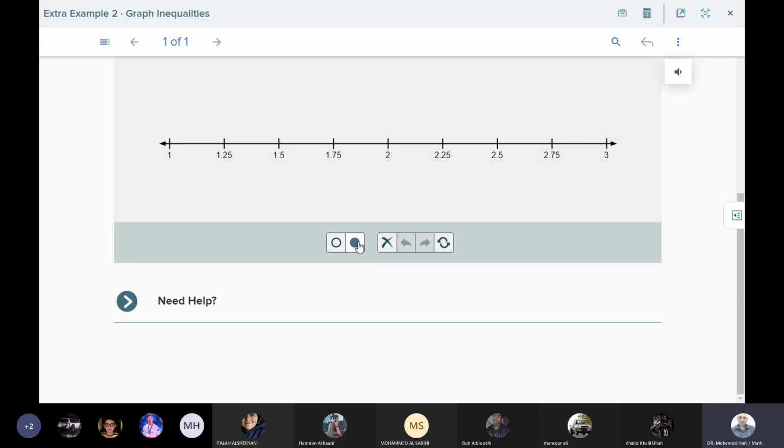So what I do here, as you see here, we have two kinds of circle. We have unshaded circle and shaded circle. We use unshaded circle when the value is not included in the solution. And we use shaded circle when the value is included in the solution. So I will take the open circle or the unshaded circle.